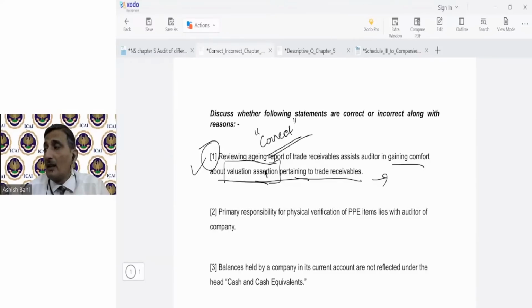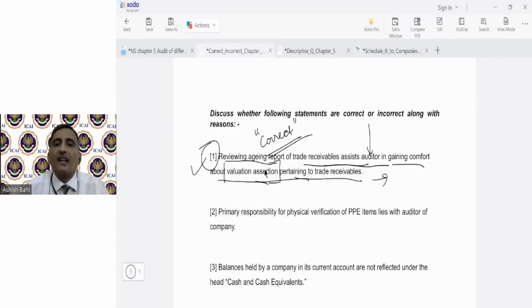No, Rahul, you are stating that it is related to disclosure assertion. Yes, although it is also related to presentation and disclosure, but it is giving comfort. What is the question asking? The question is asking that it assists the auditor in gaining comfort about valuation assertion. So whether it is helpful to the auditor in gaining comfort about valuation assertion or not, yes, it helps him to see that trade receivables are valued, that their value is proper, that proper allowance for doubtful debts has been made or not.